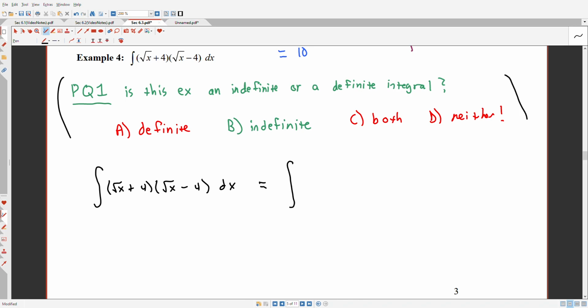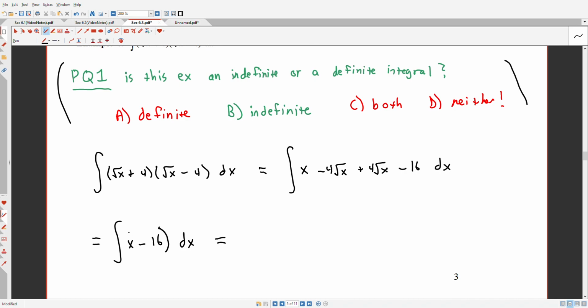So square root of x times square root of x becomes x. I get a minus 4 root x. I get a plus 4 root x. And then I get a minus 16. And so now a lot of that cancels. And this was secretly just anti-differentiating x minus 16.